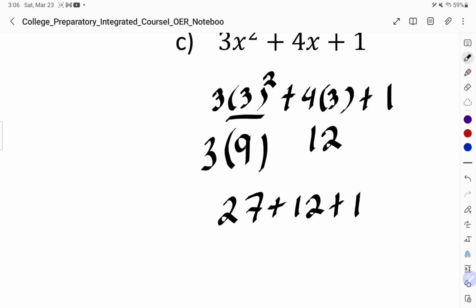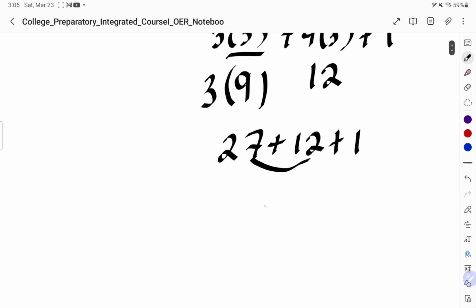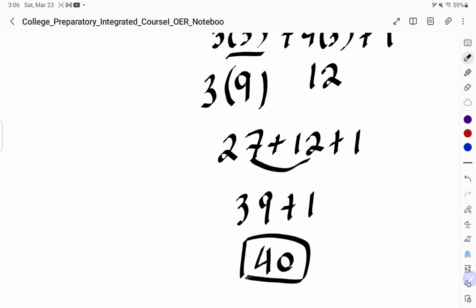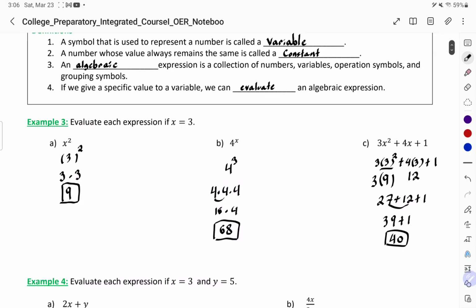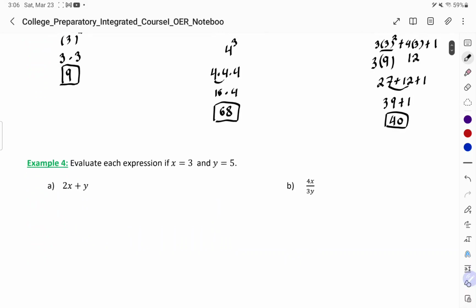Let's go ahead and add them. I'm going to add those two, 27 and 12, which gives me 39, and then plus 1. Add those two together, and my answer for this one is 40. Pretty easy. That's literally all I'm doing. It's just evaluating expressions, literally substituting a number for a letter. Let's look at the bottom ones.